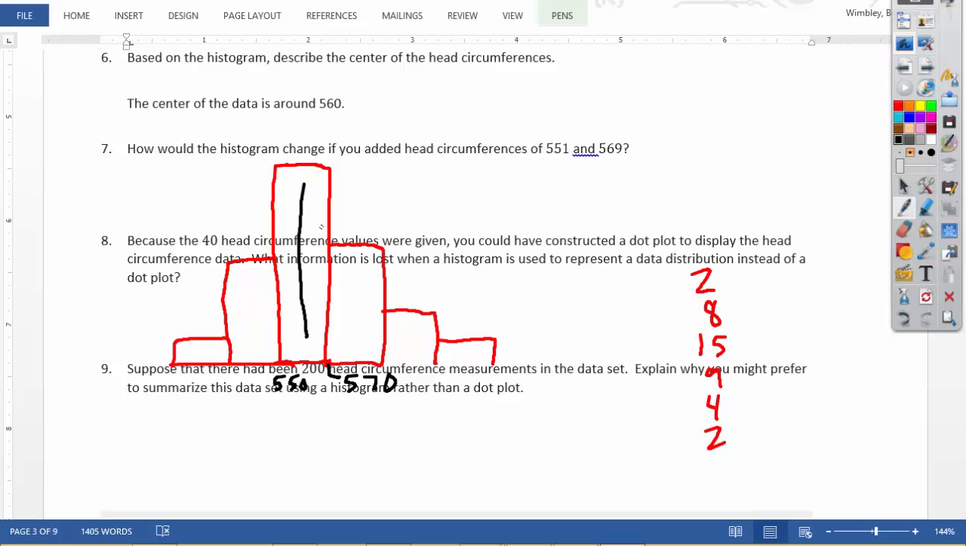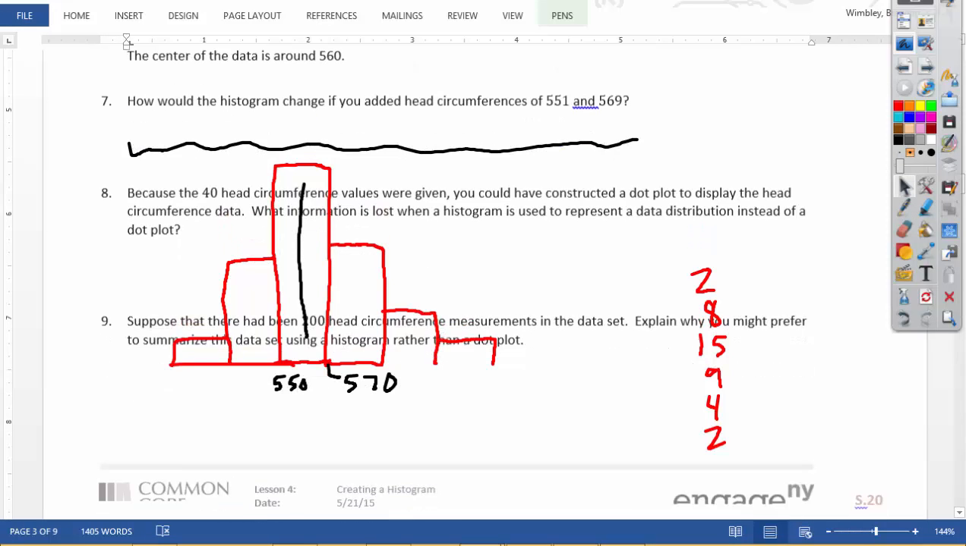All right, so now let's ask this next question. How would the histogram change if you added head circumferences of 551 to 560? How would that change? And actually, we're going to skip this question. So now let's go on to our next one, number 8.